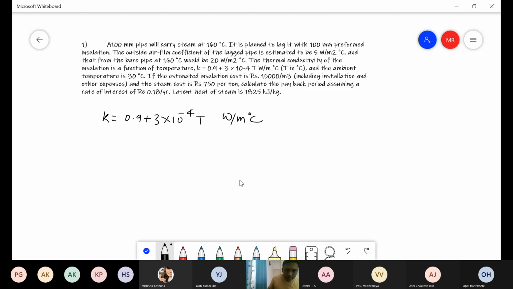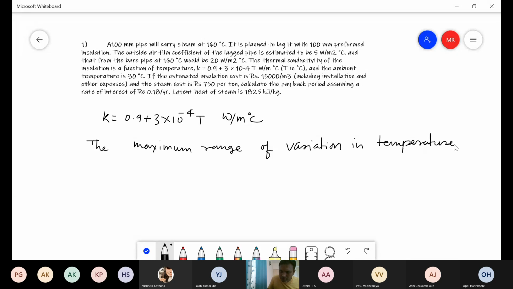So the maximum range of variation in temperature can be 160 degrees Celsius to 30 degrees Celsius, isn't it?